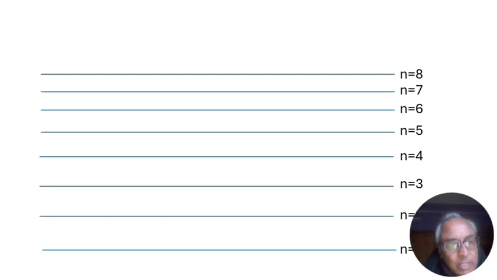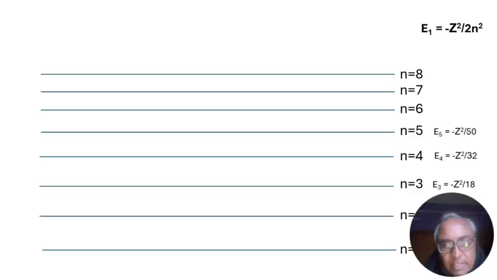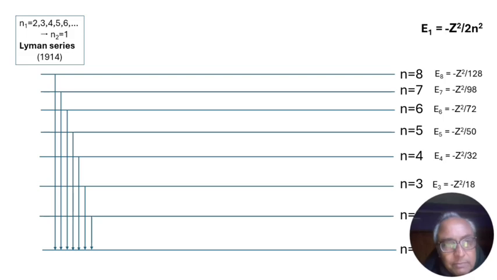So Bohr's formula leads to the Rayleigh-Ritz formula and to all the lines in the emission spectrum known thus far, and also to new lines that would be discovered later. So for instance, these are the energy levels, and using Bohr's formula, these are the energies. For transitions from n1 equals 2, 3, 4, 5, 6 to n2 equal to 1, we have the Lyman series, which was discovered in 1914.